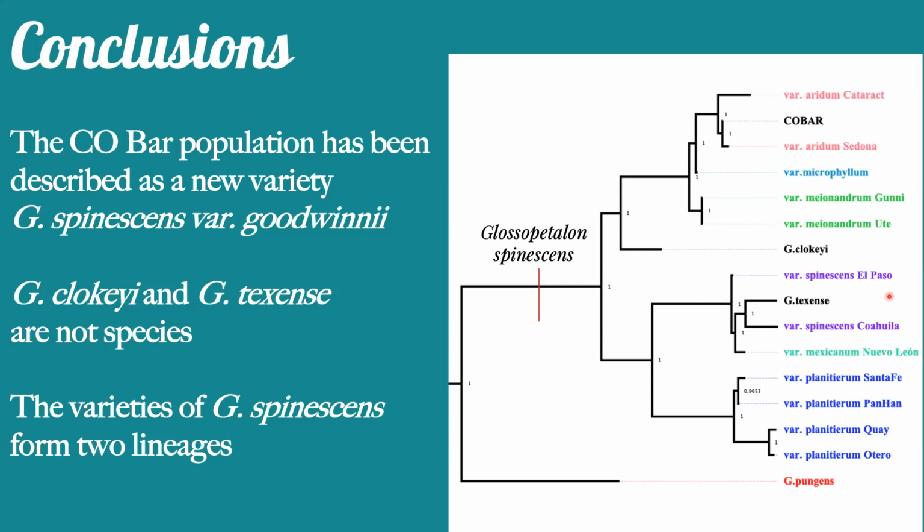And then we know that these varieties form two lineages. The pattern that we saw is probably corresponding to biogeography, but we couldn't find any characters to make these into their own species, unfortunately, but that's okay. So we now have two species in Glossopetalon: Glossopetalon pungens and Glossopetalon spinescens. And what is that? 11 varieties? 1, 2, 3, 4, 5, 6, 7, 8, 9. 9 varieties. So that's what I did.